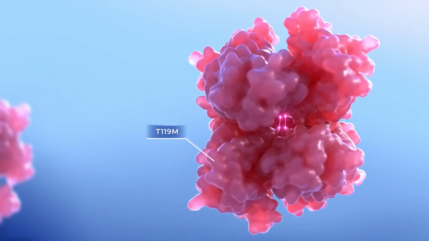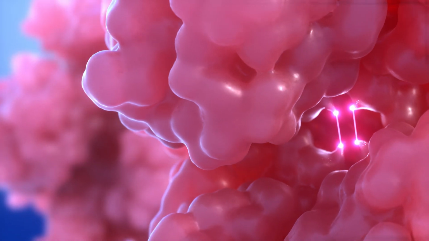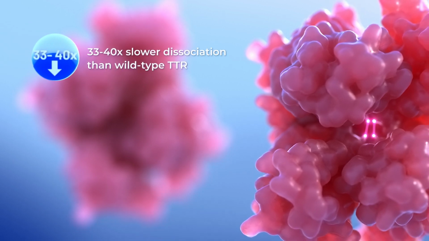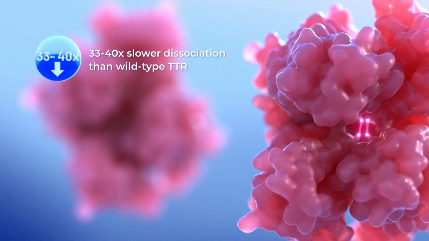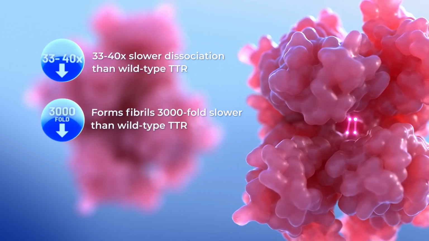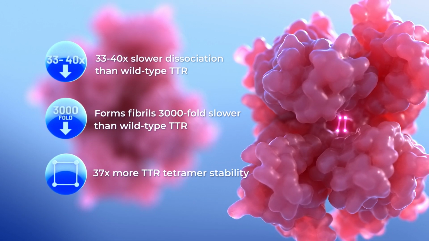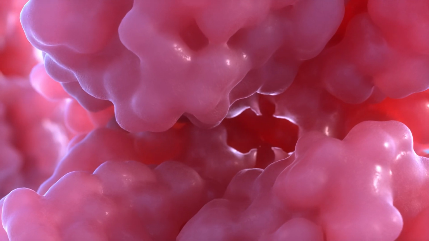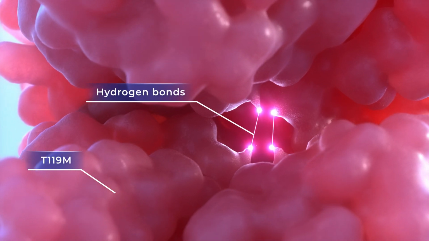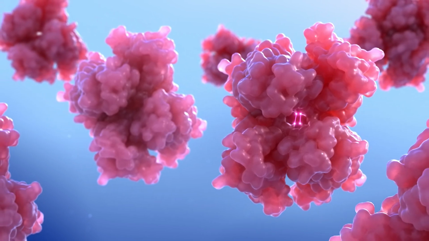The T119M variant is a protective mutation in which an amino acid substitution has been shown to induce conformational changes in the TTR tetramer that stabilize it and reduce its dissociation rate by more than 33-fold compared with wild-type TTR. With T119M, toxic fibrils formed 3,000-fold slower compared with wild-type TTR. And there was 37 times more TTR tetramer stability. This phenomenon has been attributed to the potential of T119M to form stabilizing hydrogen bonds with serine residues. An increase in stabilized TTR can be observed in higher serum TTR levels.